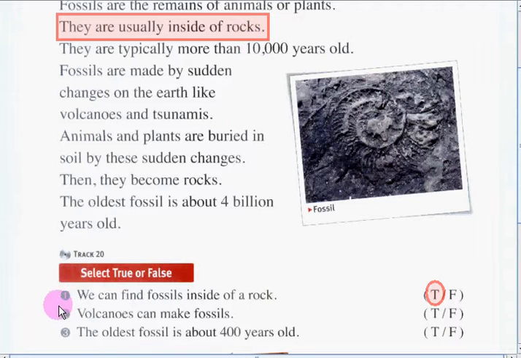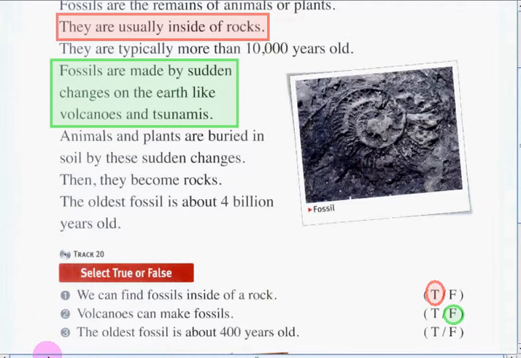How about number 2? Volcanoes can make fossils. Is it true or false? The answer is it's false. Why? Fossils are made by sudden changes on the earth like volcanoes and tsunamis. It doesn't mean volcanoes can make it, but it is made by sudden changes on the earth.